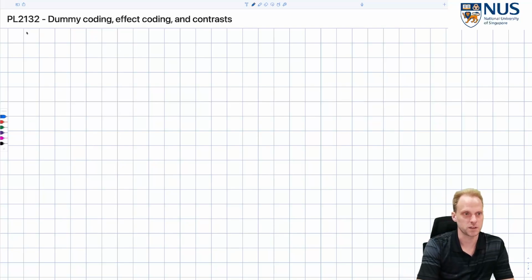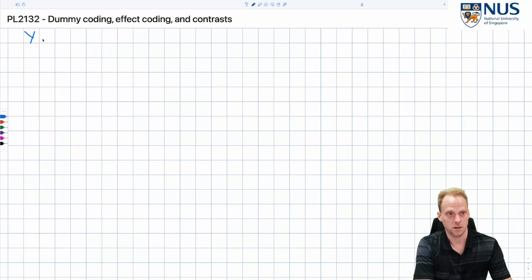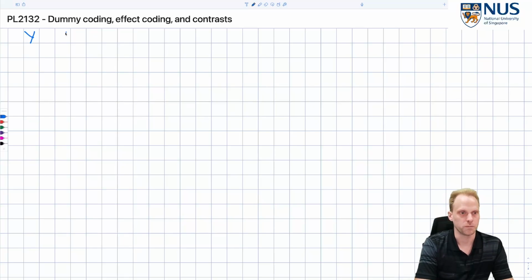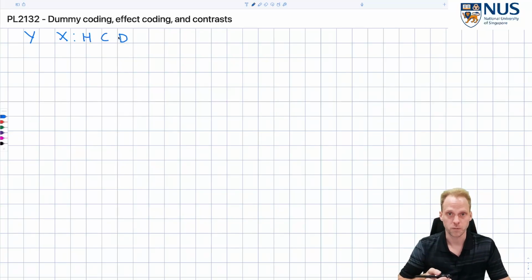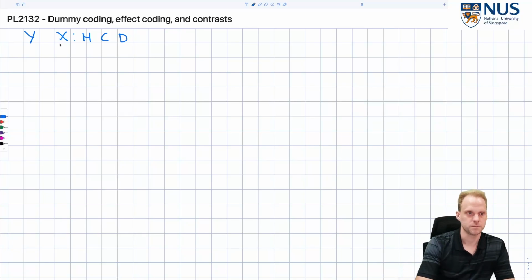So let's say we have a very simple design. Let's say we measure some outcome variable like y, maybe happiness or sadness or concentration, whatever. And we have some predictor x. And let's say x is categorical with three groups. We have hamsters, we have cats, and we have dogs. So we have three different types of subjects, a categorical predictor.